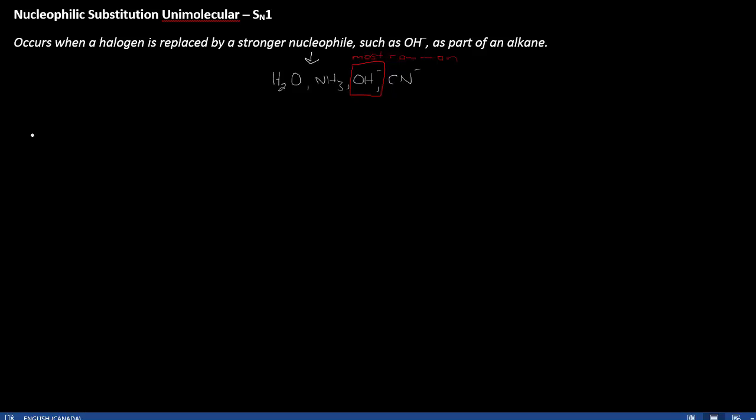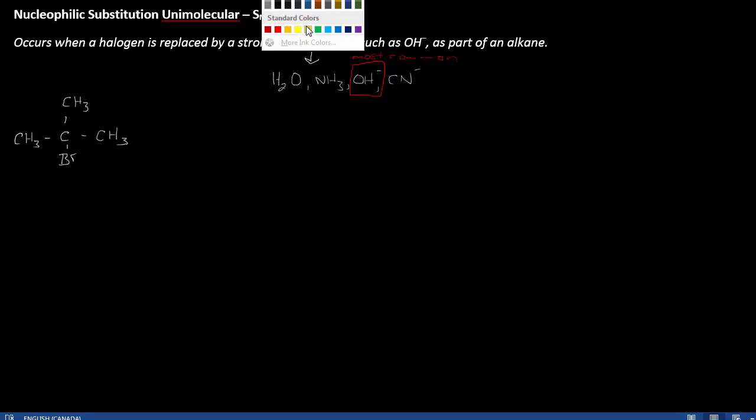Similar to the Sn2 mechanism, we have what's known as the Sn1 mechanism, the one being unimolecular. Unimolecular because in the rate determining step there is only a single molecule involved. Right? So I'm going to use a similar 2-methyl propane type molecule as I did in the Sn2 example.